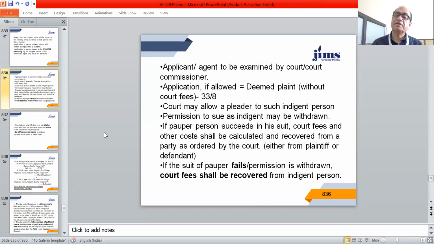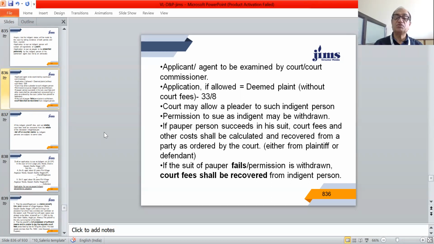Court may allow a pleader to such an indigent person, but permission to sue as indigent person may be withdrawn. If the pauper person succeeds in his suit, then court fees and other costs shall be calculated and recovered from the party as ordered by the court. It may be recovered either from plaintiff or from defendant.